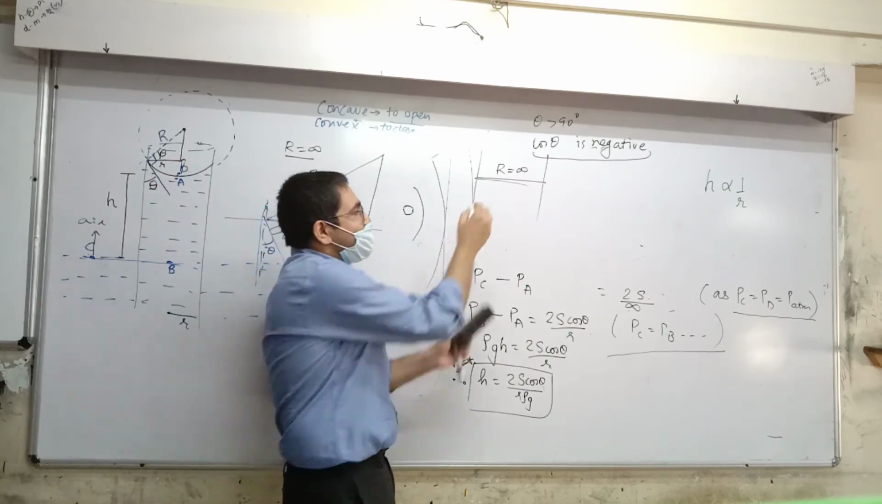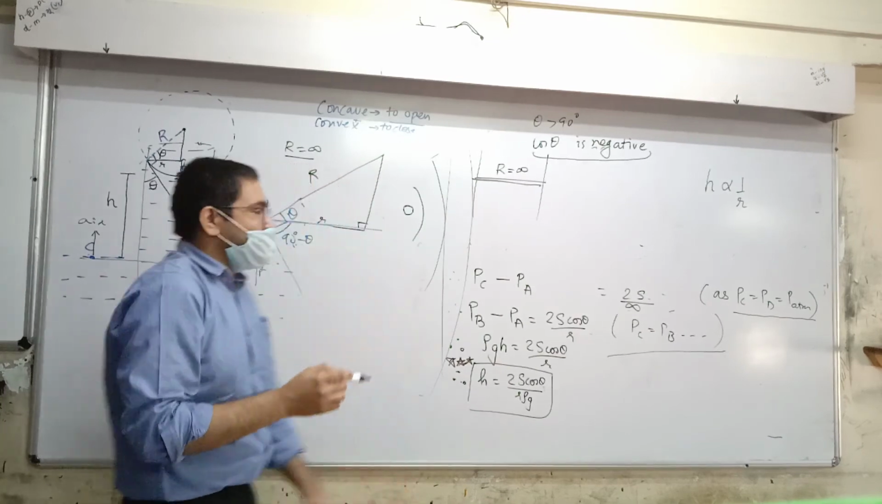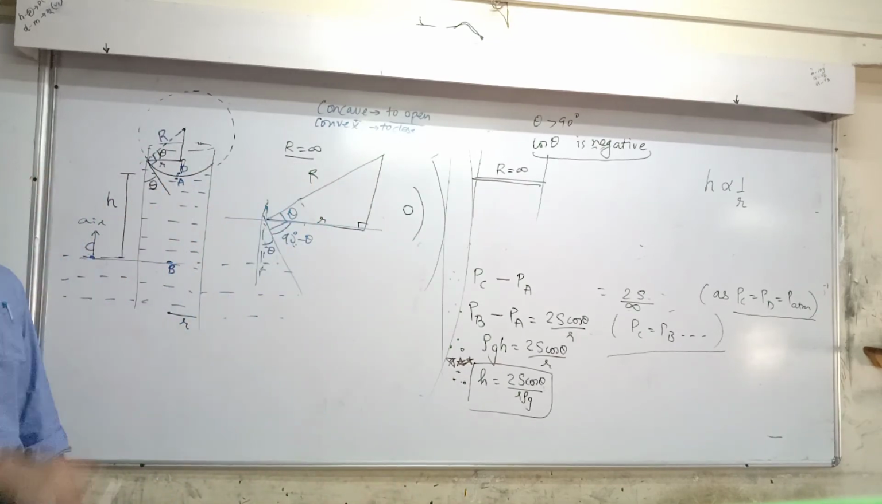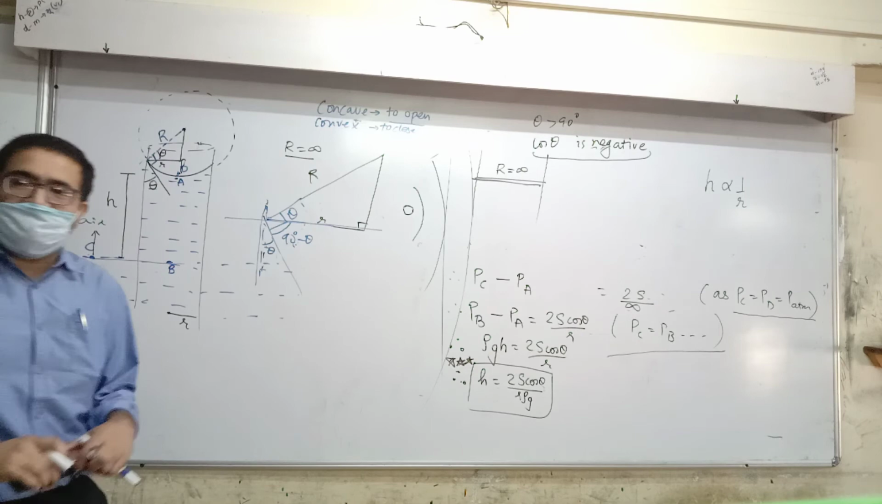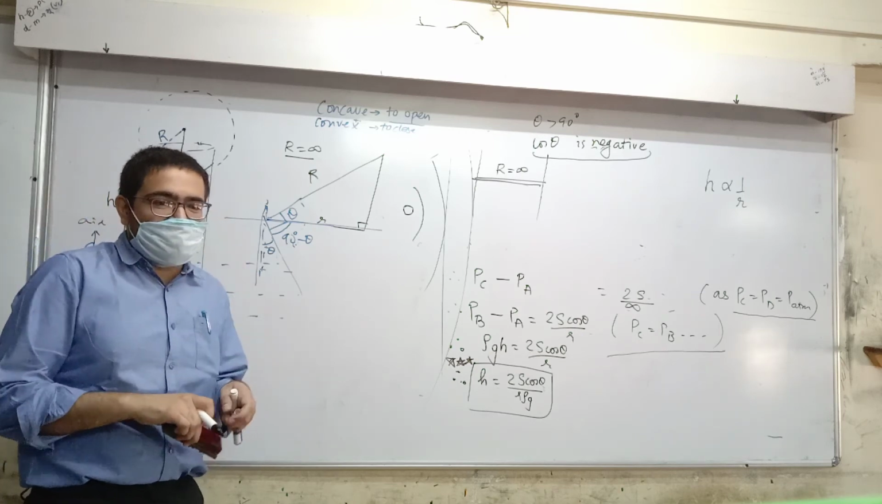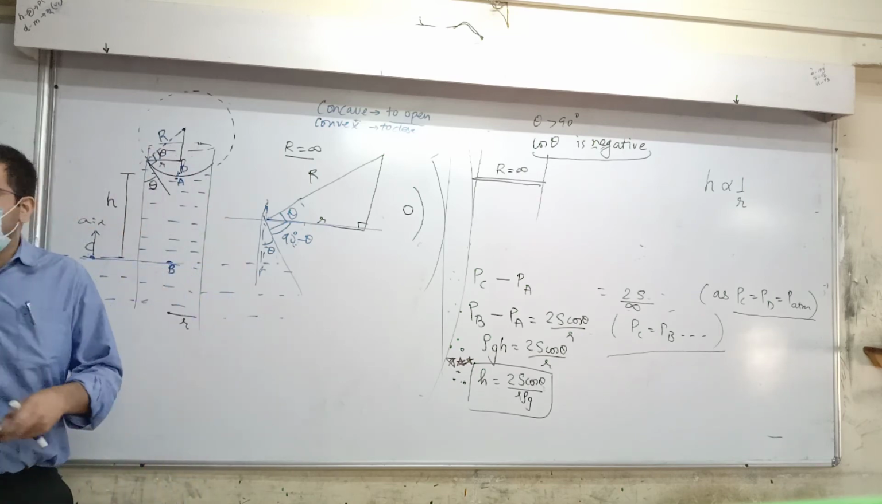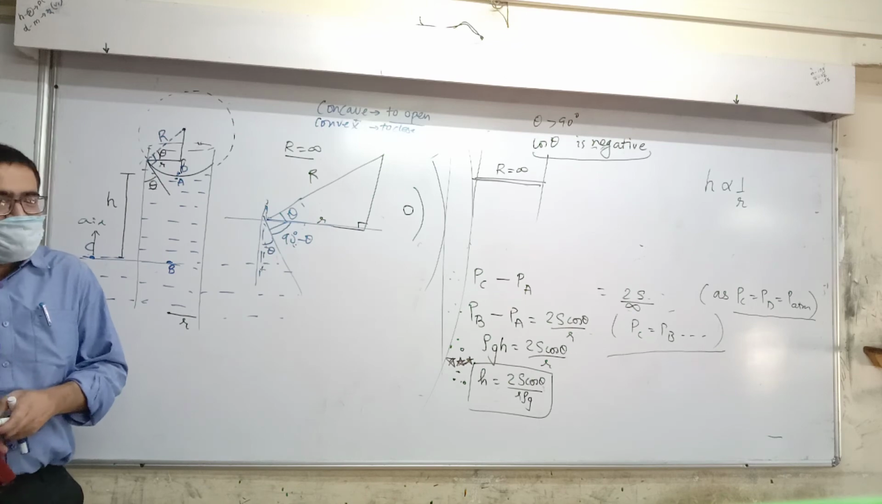So what you are saying is only true if this is flat. Otherwise PC will not be equal to P. PC will be equal to PD, but PC will not be equal to P. Understood? Okay? Yes? Resha, your question? Okay. Anyone else? Any questions?